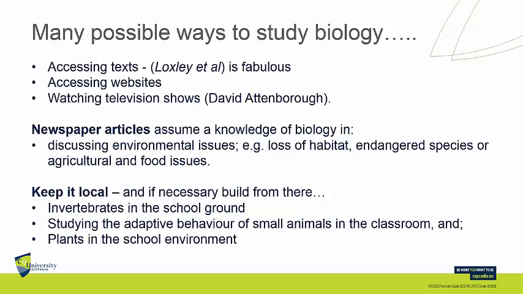So they're discussing environmental issues, loss of habitat, endangered species, agricultural and food issues. And we know, for instance, there was a report out yesterday through the ABC and CSIRO talking about species degradation and loss, and talking about figures in excess of 40% up in the northern tropics. So we're talking about a whole range of ways of accessing science.